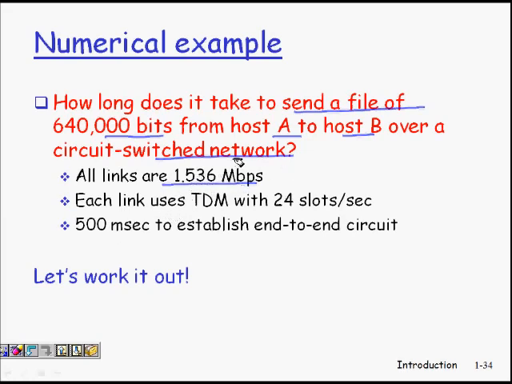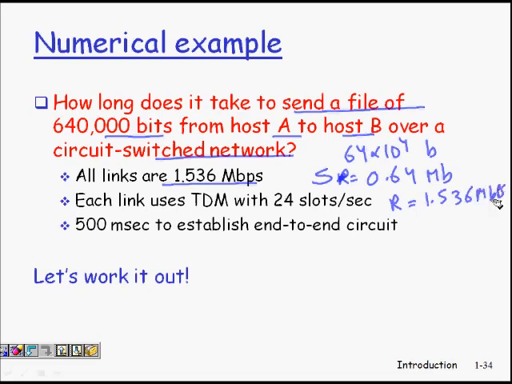So I have 64 × 10^4 bits, or 0.64 megabits. No, this is not the bandwidth, this is the data size. This is the size of the file I have to send. My link speed is 1.536 megabits per second. That is the rate at which I can send data.